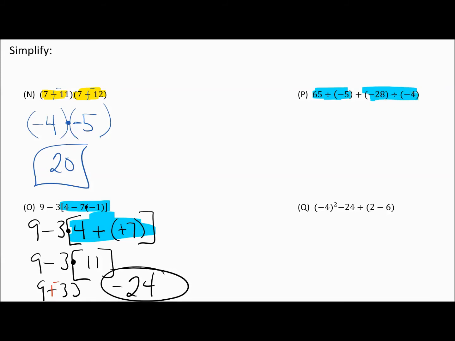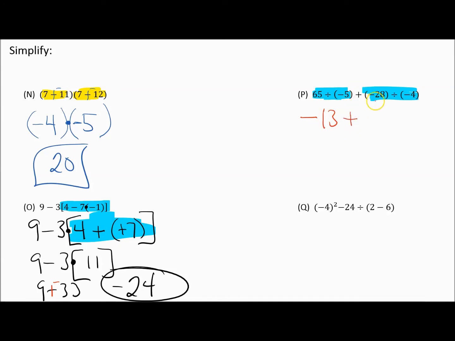So 65 divided by negative 5. Well, first of all, is that positive or negative? A positive divided by negative is always a negative. And then 65 divided by 5 is 13. Again, a positive divided by a negative is a negative. The plus just comes down.